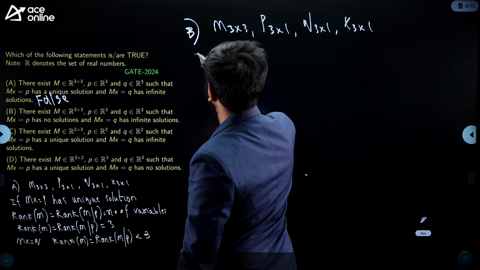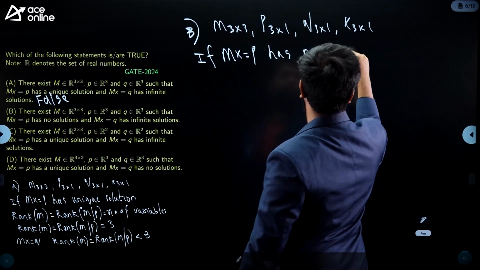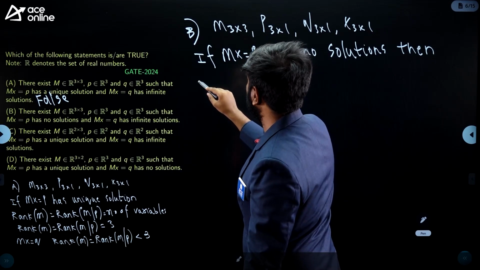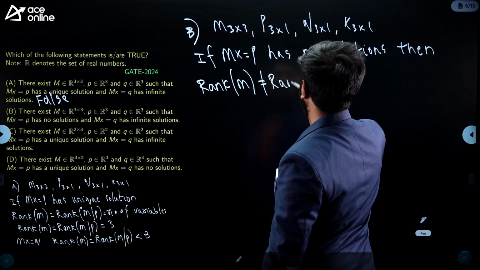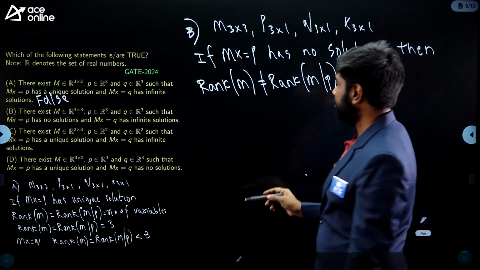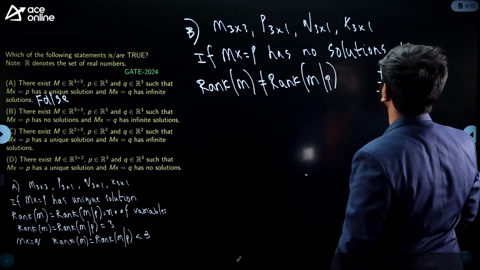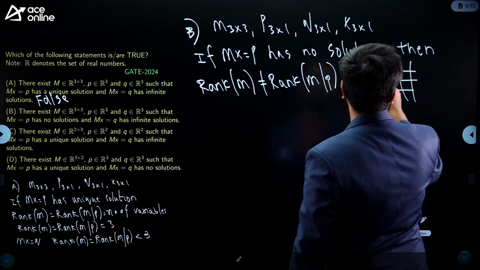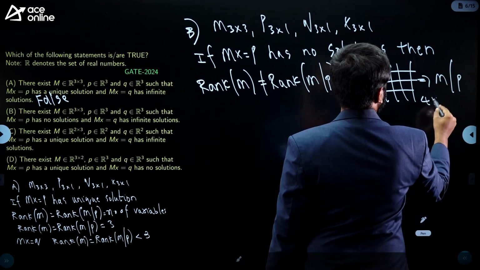So if Mx equal to P has no solutions, then we can conclude something. When do you think Mx equal to P has no solutions? Obviously no solutions means rank of M is not equal to rank of MP. So this is one of the cases. For example, what is MP? M is a 3 cross 3 matrix, which has got 3 rows and 3 columns. What about P? P is a 3 cross 1 vector. So this is your augmented matrix, MP. What is the order? It is 4 cross 4.